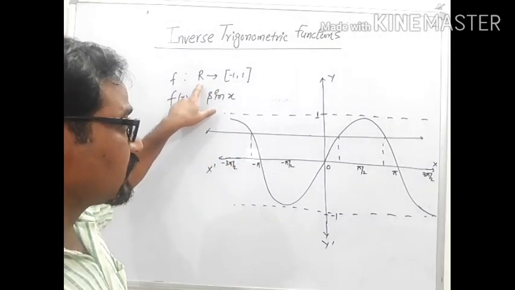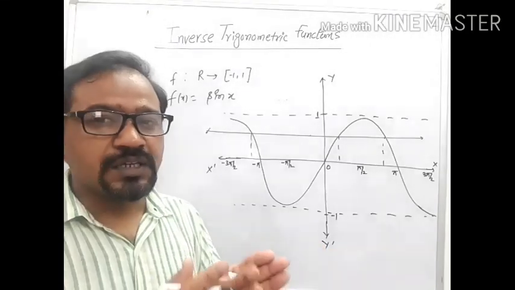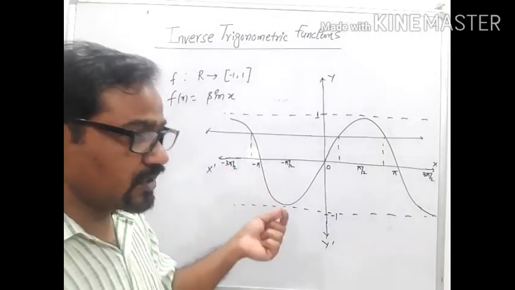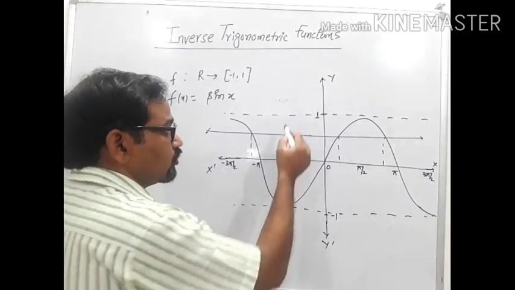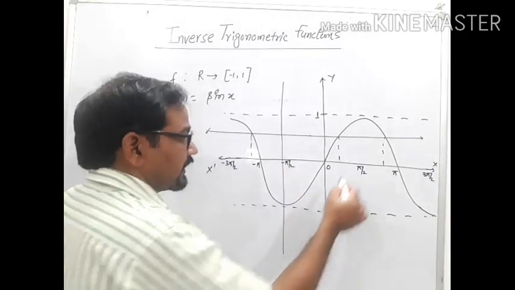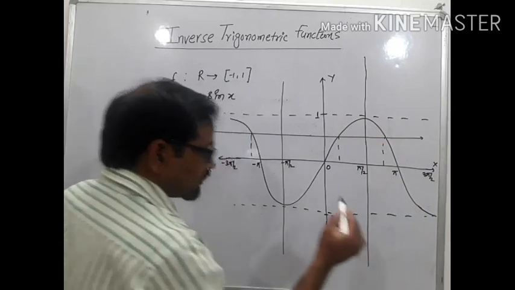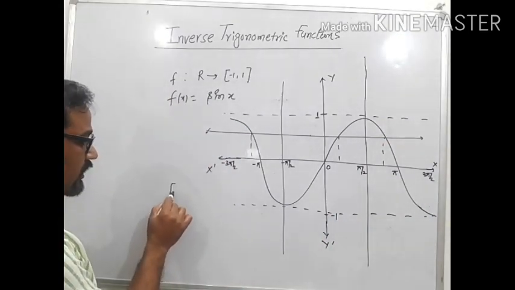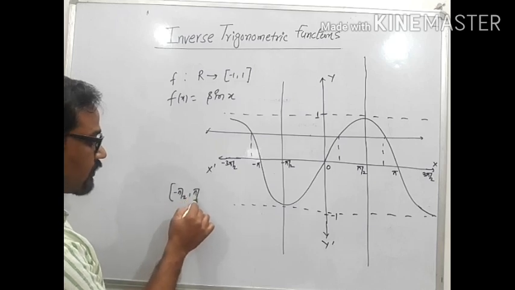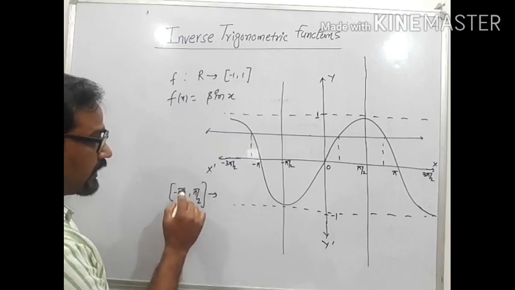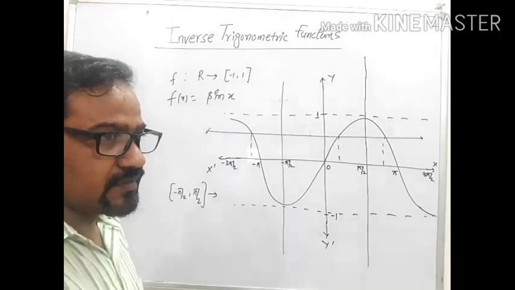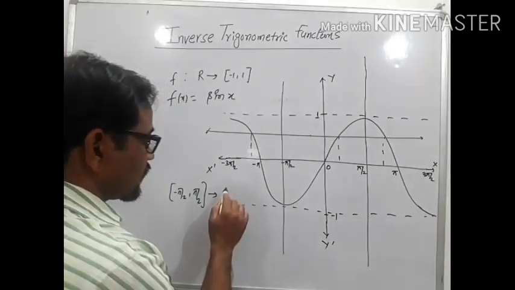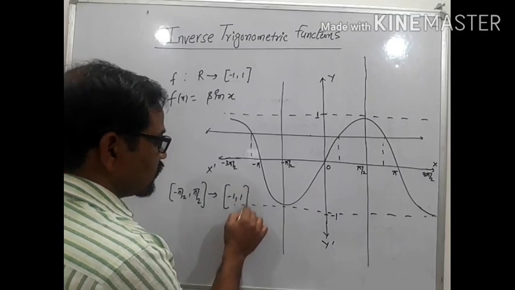The domain is R. You have to restrict it so that the function becomes one-one. Then we take the loop from minus pi by 2 to plus pi by 2. So if the domain is minus pi by 2 to pi by 2, and the codomain and range are equal, then it will be an onto function. Then the codomain is -1 to 1.